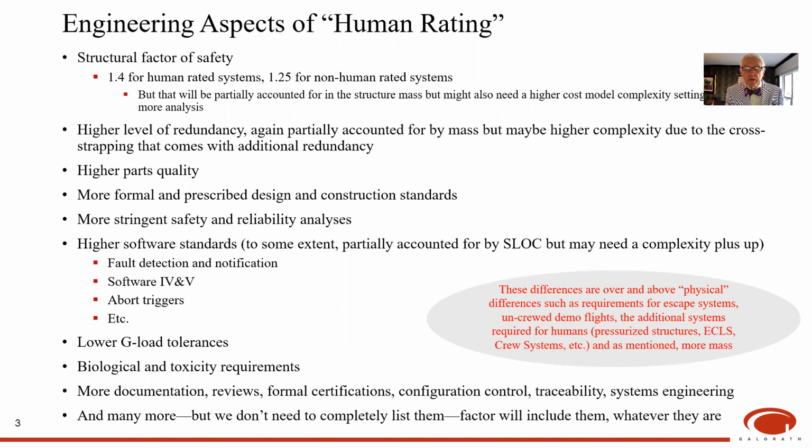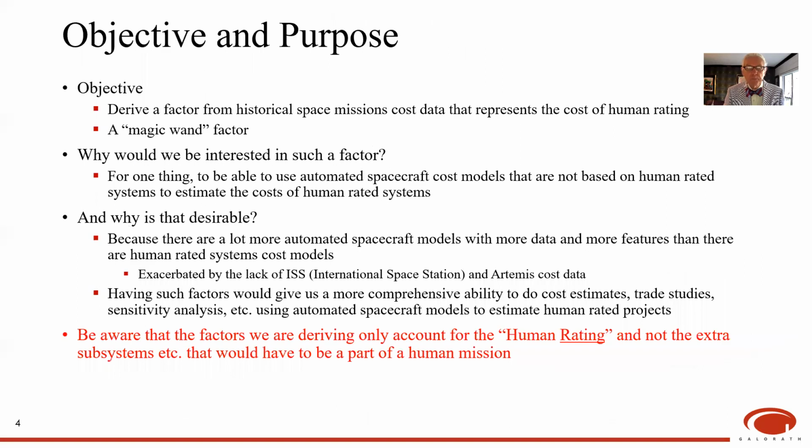The factor that we're deriving here is not going to take into account those factors. It's taking into account the factors that are on the black font part of this chart. I'll mention that point again a couple of times. So our objective and purpose here is to derive a factor from historical space missions that represent the cost of human rating, kind of a magic wand factor.